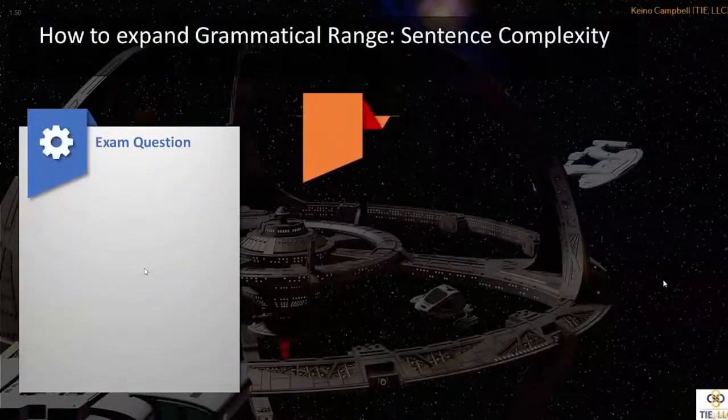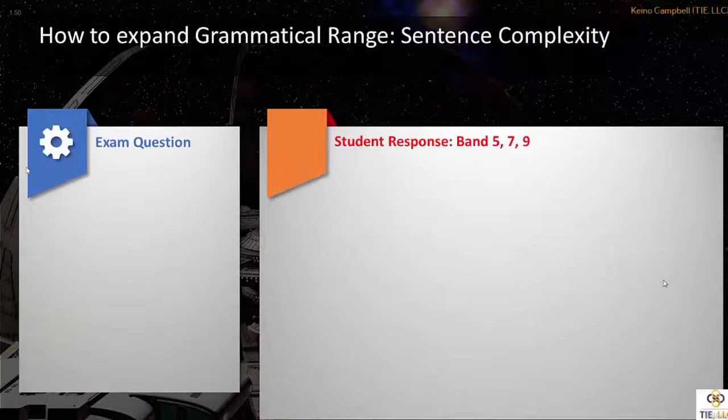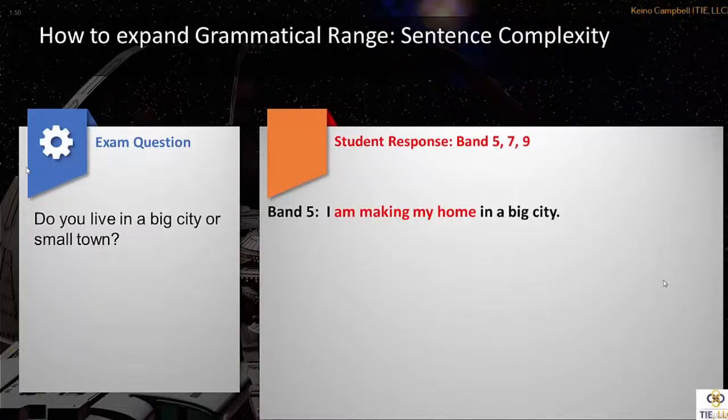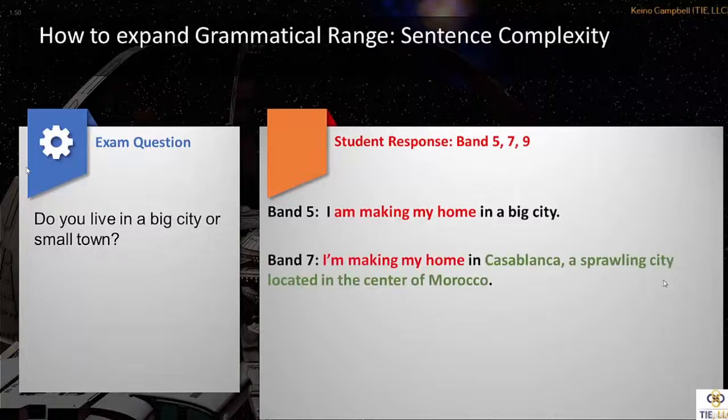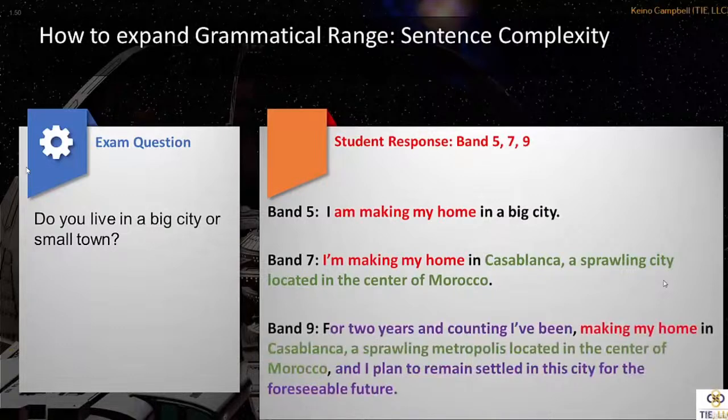Okay? So how do we expand our grammar range? Look here. Do you live in a big city or a small town? Band 5: I am making my home in a big city. Band 7: I'm making my home in Casablanca, a sprawling city located in the center of Morocco. Band 9: For two years and counting, I've been making my home in Casablanca, a sprawling metropolis located in the center of Morocco, and I plan to remain settled in this city for the foreseeable future. Do you see the difference?